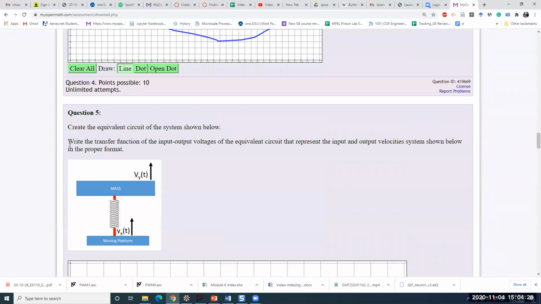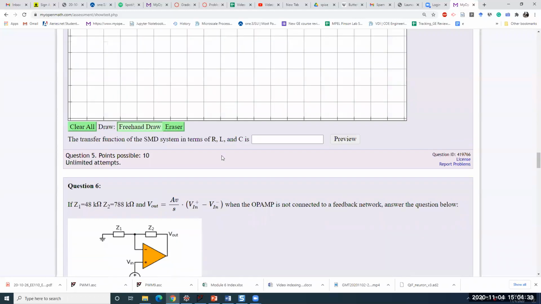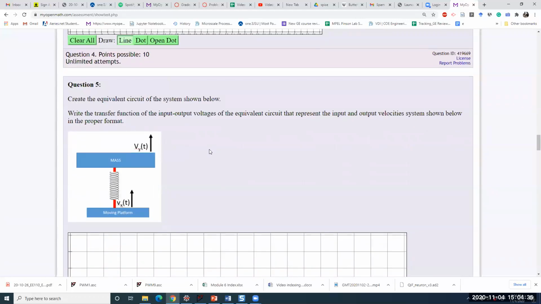We have a mass spring damper, so write a transfer function. That I guess I could make that automatically gradable, right? At least what the transfer function was. But again, you have to draw the RLC circuit, which, yeah, that's just beyond my thing to automatically grade.